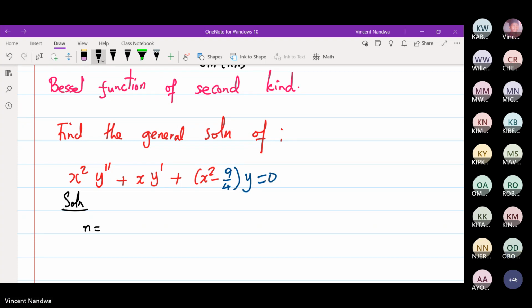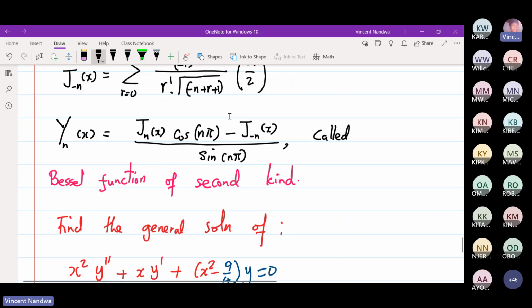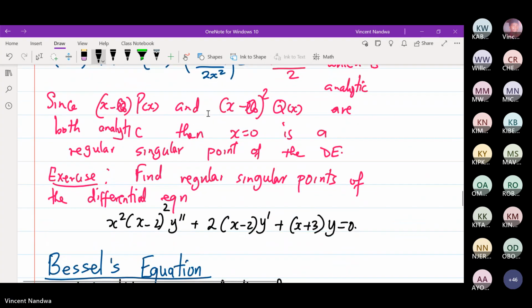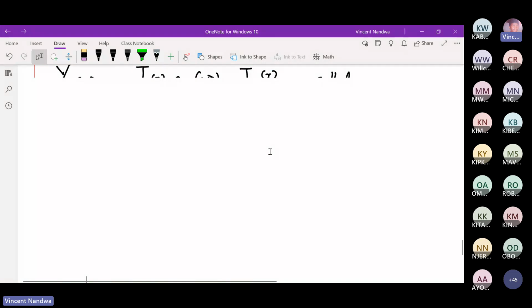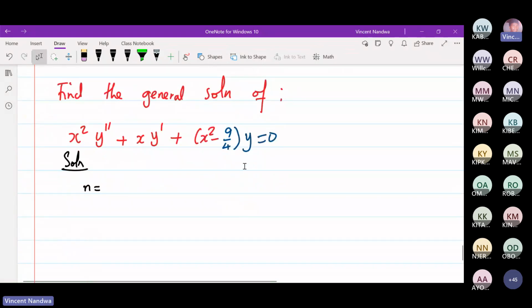9 over 4. So what did we write in the definition? A differential equation of the form x squared y double prime plus x y prime plus (x squared minus n squared) y equals 0 is called a Bessel differential equation, and the solution is called Bessel functions of order n. So remember, the general structure of the Bessel equation is x squared minus n squared, the coefficient of y. So when you relate that to the given problem, what should be the n?